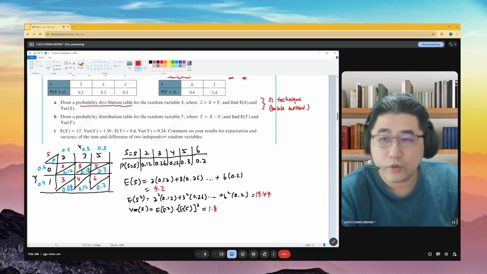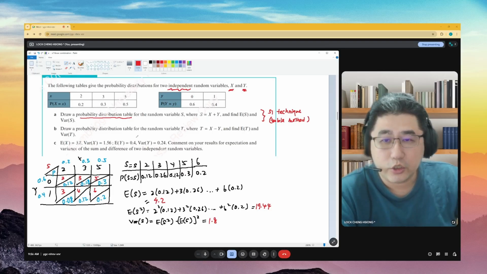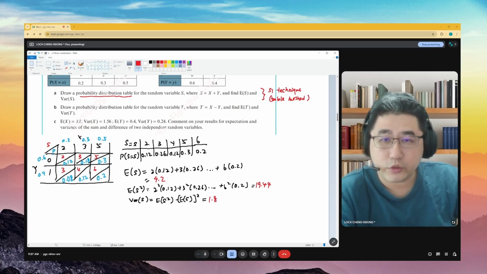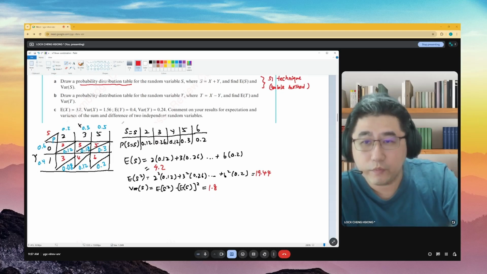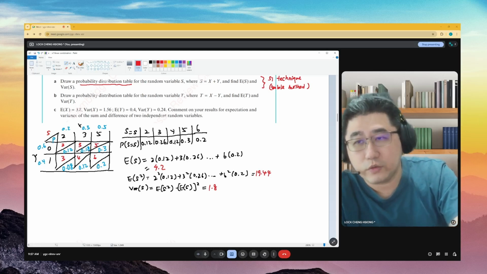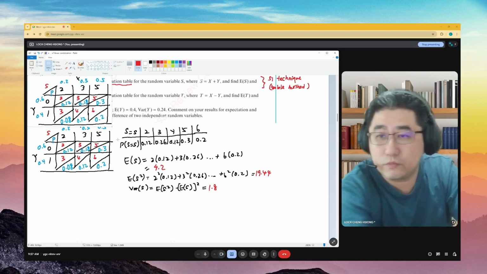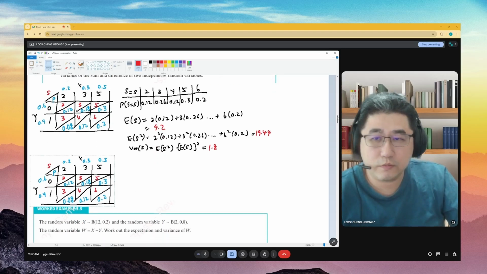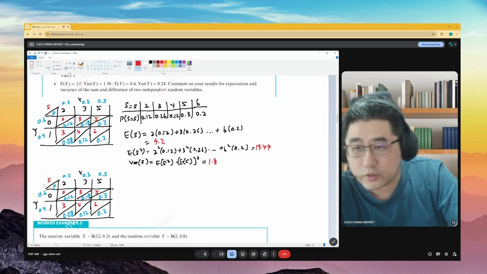Then I still need to calculate the distribution table for t. Okay, distribution table for t. So I'm going to do it in a similar way, but this time the t value is x minus y. So I'm going to borrow this table and change s into t.